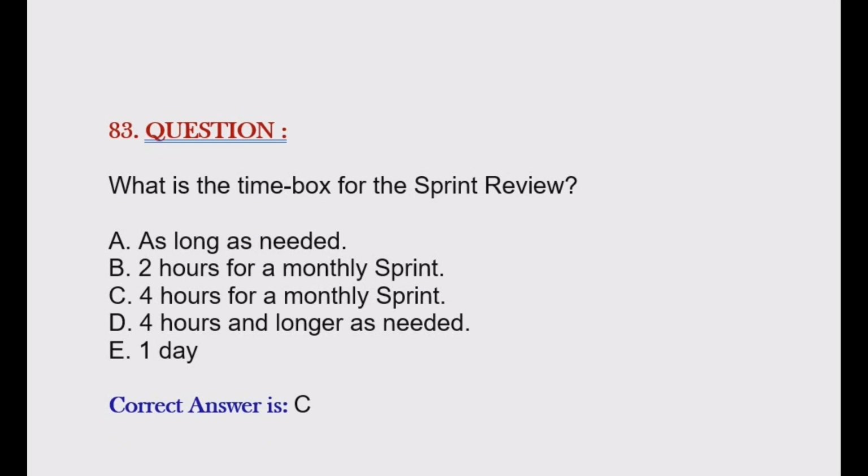Question is, what is the time box for the sprint review? Option A, as long as needed. Option B, 2 hours for a monthly sprint. Option C, 4 hours for a monthly sprint. Option D, 4 hours and longer as needed. Option E, 1 day. Correct answer is option C.